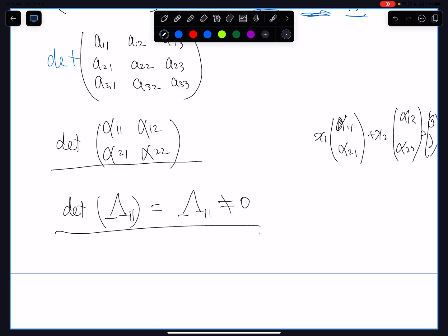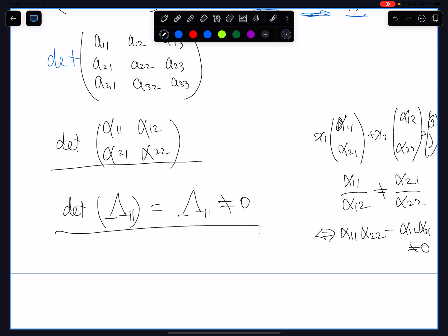So what I need is that alpha 1,1 over alpha 1,2, so that's the slope of a straight line, right? It's different from alpha 2,1 over alpha 2,2, right? So I'm going to write it down in a different way. That is alpha 1,1 times alpha 2,2 minus alpha 1,2 times alpha 2,1 is not equal to 0. Okay? So that's how we're going to define the determinant: alpha 1,1 alpha 2,2 minus alpha 1,2 alpha 2,1. Right? So if this is not 0, we have a unique solution for the equation.